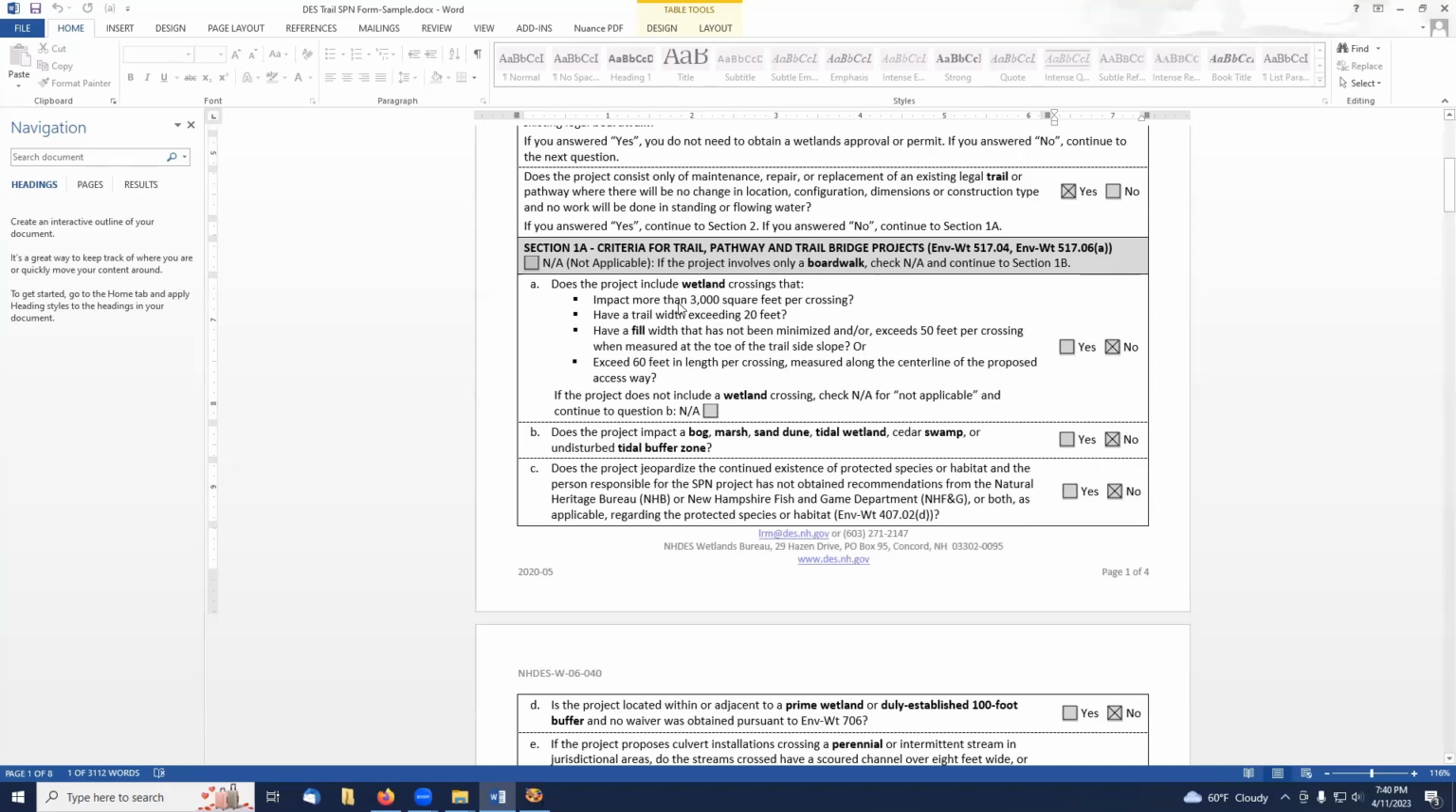So this is where these DES rules don't make a hell of a lot of sense for us, because if we could have 3,000 square feet, it would mean that we could cross 200 linear feet of wetlands. And that would be awesome, but they don't let us do that. We can only cross 60 feet in length. So the most we're ever going to be able to impact is 900 square feet.